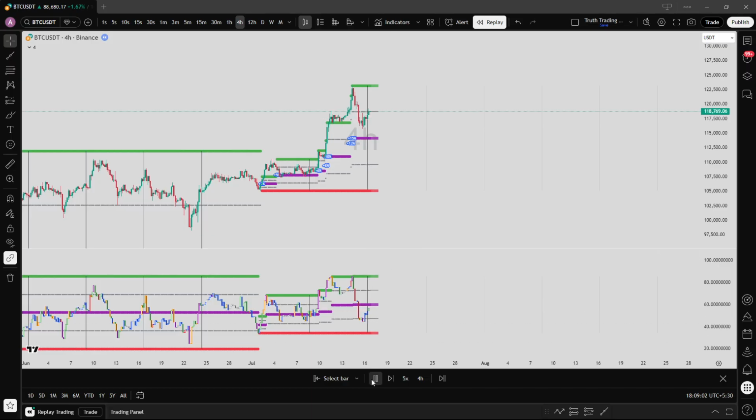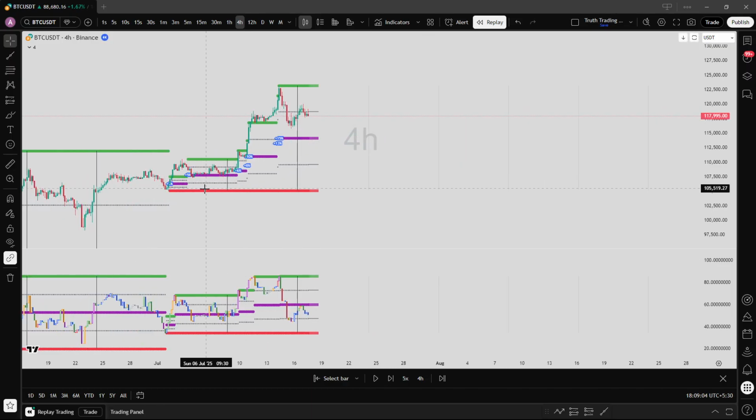Okay, and if you see it as a staircase, you see when it comes back, takes a detour, and then it goes up again. So that's where our market structure comes in. I can actually show it to you like this.